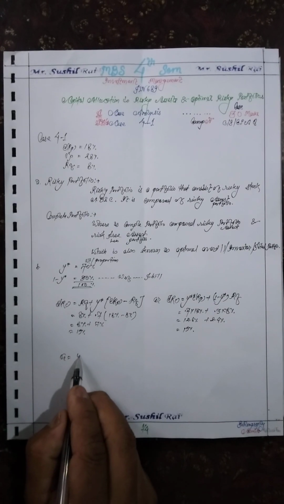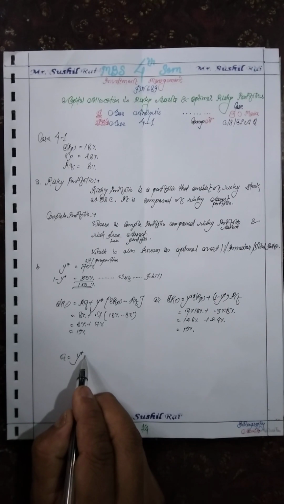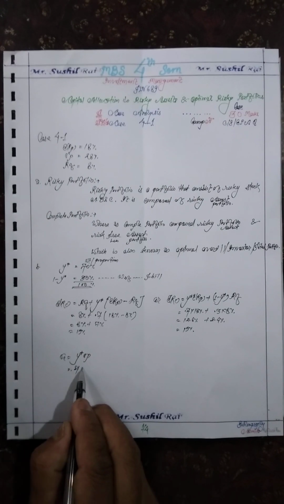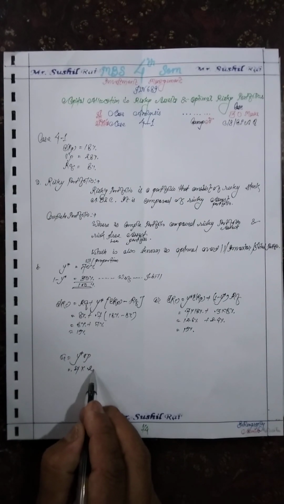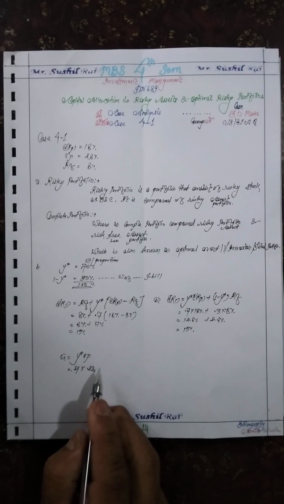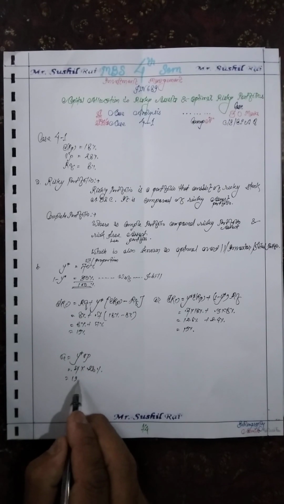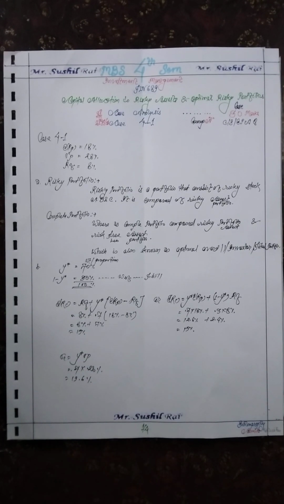Standard deviation of C is equal to y star times standard deviation of P, which is 0.7 into 28, equal to 19.6%.